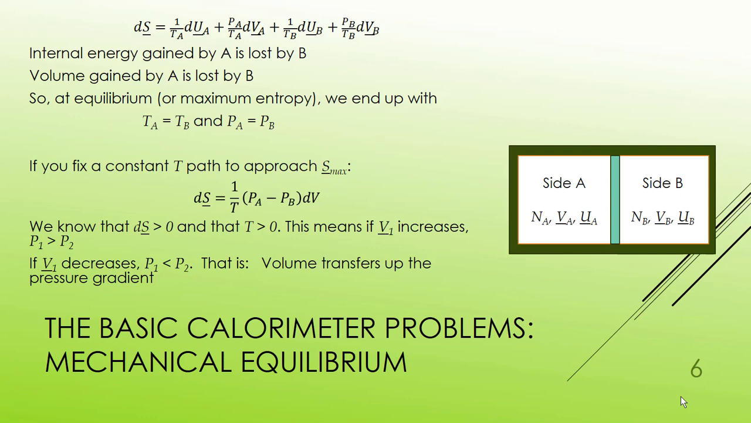We know that dS is increasing always during the process, and we know that temperature has to be positive, and so that means that if the volume on side 1 increases, P1 has to increase, and if volume 1 decreases, then P1 is going to be less than P2. So volume is going to transfer up the pressure gradient. As you apply more pressure, you're going to have smaller volume, and vice versa. This is mechanical equilibrium. Again, we've added the requirement that pressures are going to be equal on the two sides.